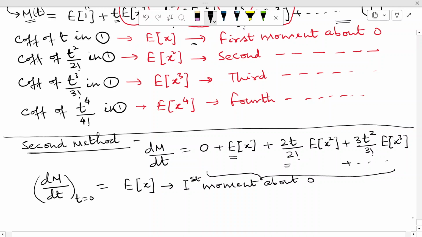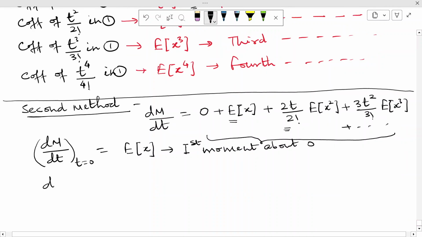Now continuing in this manner, if you differentiate this expression again, meaning you are finding the second order derivative, we just differentiate dM over dt again with respect to t. So you can see that the first term is 0 already, so its derivative is 0 itself, and again this expectation of x is a constant because we are differentiating with respect to t. So this is not a function of t, so it can be considered as a constant here.